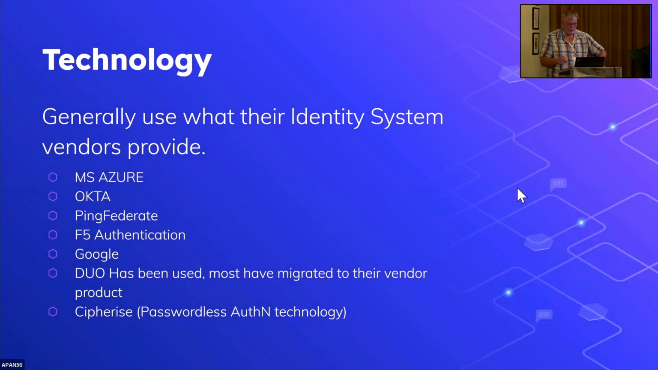Technology-wise, they generally use what the identity system vendors provide. All of our universities have their own local identity management systems. The majority is Microsoft Azure, closely followed by Okta. We have a couple of PingFederate. We've got 2 that are using the F5 authentication stuff, which is very good, but it doesn't really play in our space well. We've got 1 small organization using Google Authentication. We've got a couple that use Shibboleth with Duo, and we've got 1 that's using a new tool called Cypherize, a passwordless authentication technology. So that's where we're really looking for a strong MFA option to cover those guys.